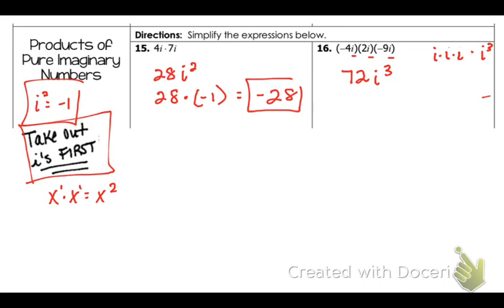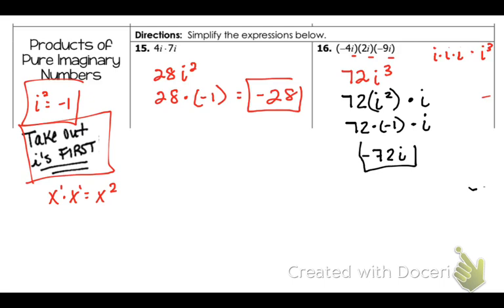So if I look at this, always start with i squared. i squared times nothing will ever give me 3. However, if I multiply it by an i, I can add and get 3. So I know that i squared is negative 1. So this is negative 1, which will give me negative 72i as my final answer.